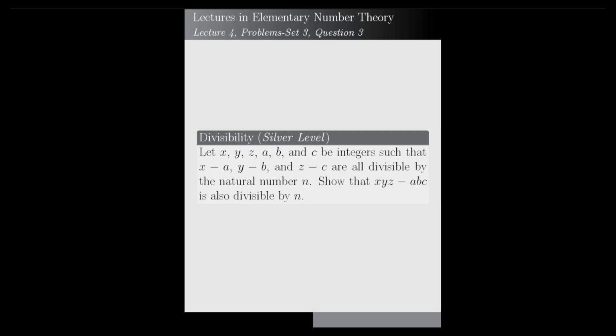Hello, in this video I'm going to solve question 3, problem set 3, lecture 4, lectures in elementary number theory. Let x, y, z, a, b, and c be integers such that x minus a, y minus b, and z minus c are all divisible by the natural number n. Show that xyz minus abc is also divisible by n.